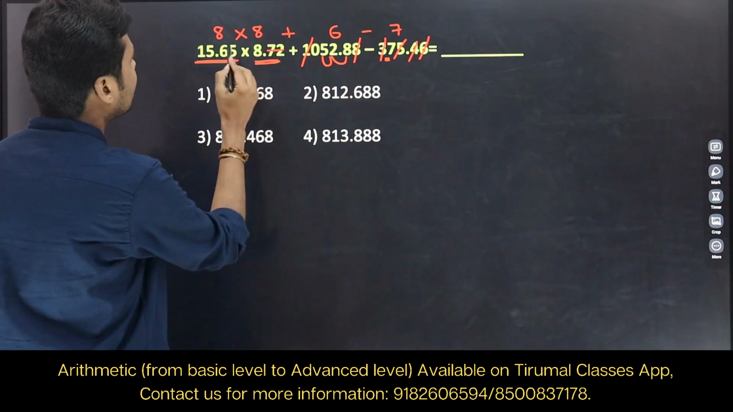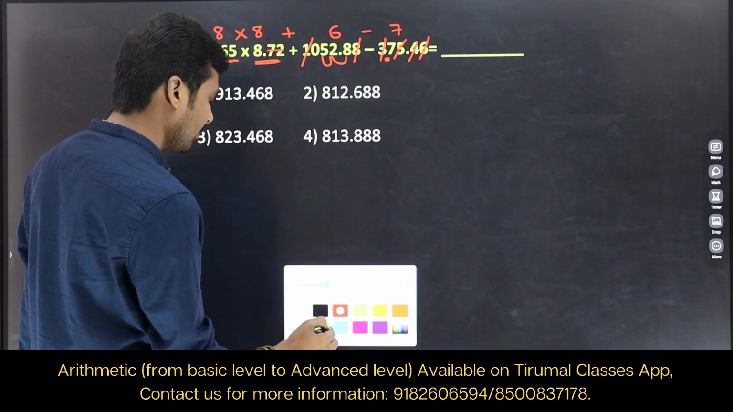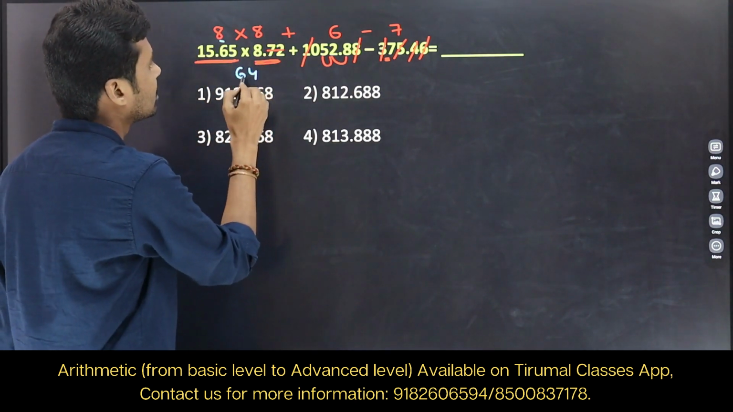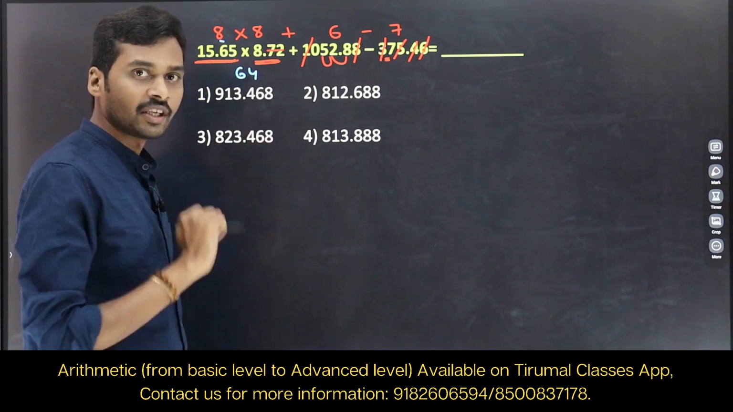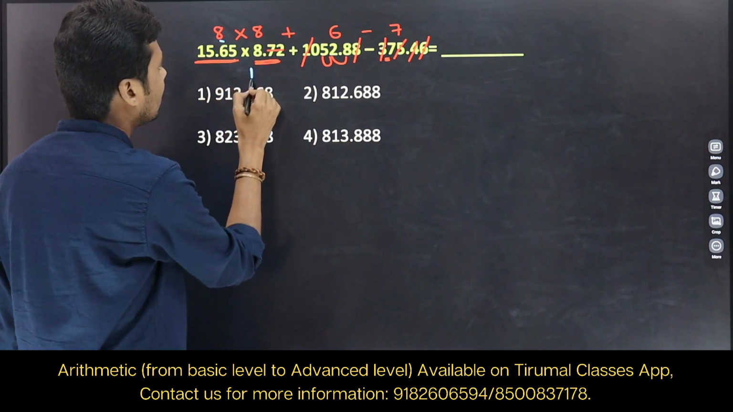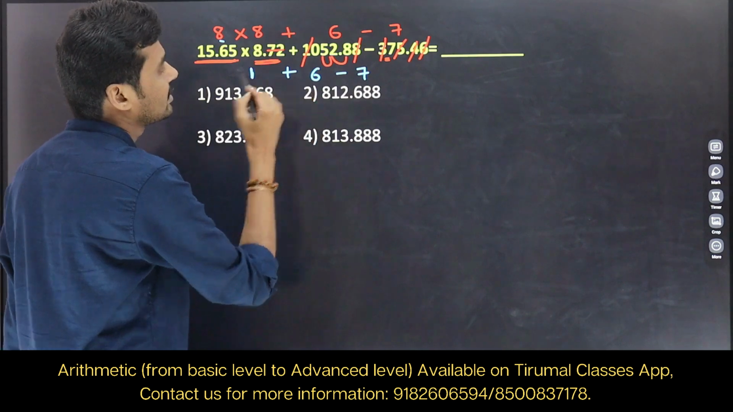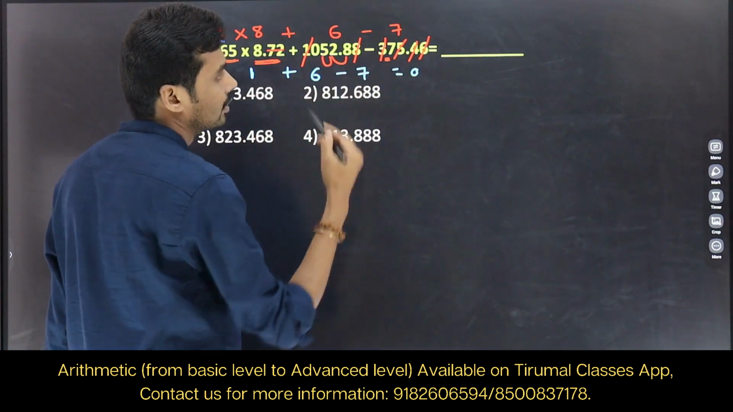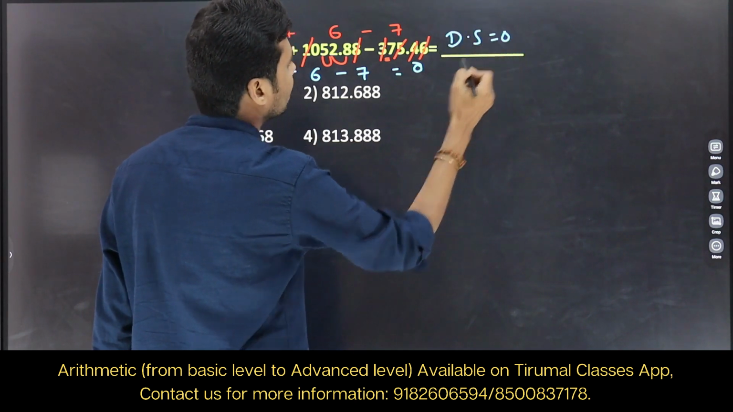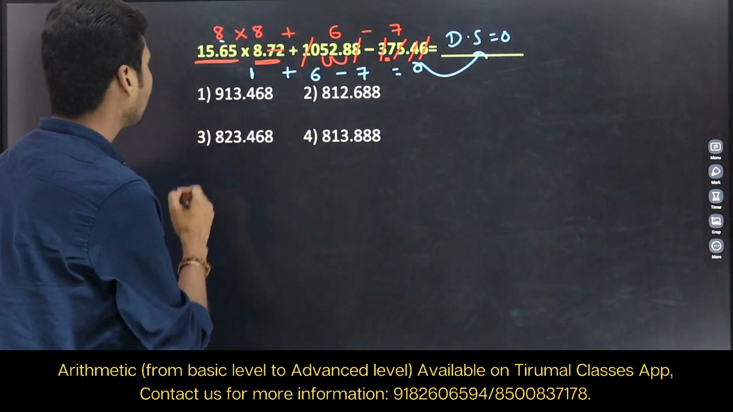Right? Now we have 8 into 8 plus 6 minus 7. What is the total digit sum? 8 eights are 64. 6 plus 4 is 10, and 1 plus 0 is 1. Can I write it directly? 1. So this value is 1 plus 6 minus 7. 1 plus 6 is 7, 7 minus 7 is 0. So the overall DS value for this complete expression is 0. Now you look at the options.